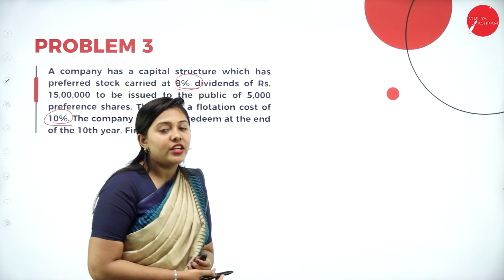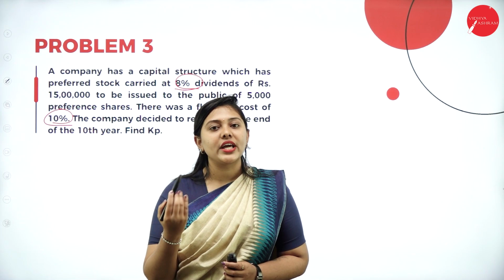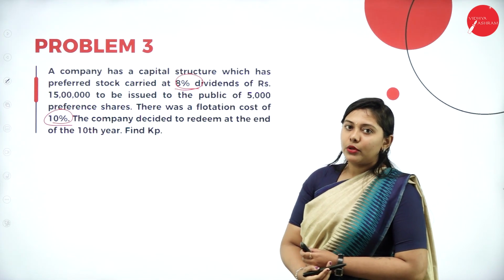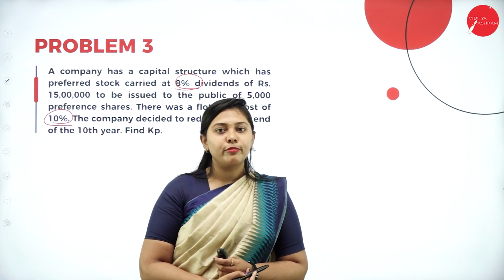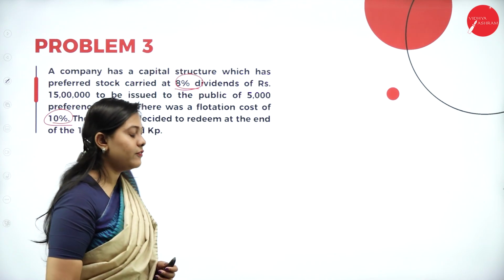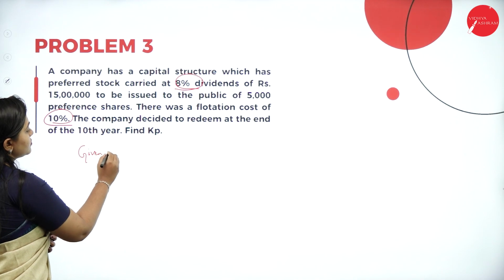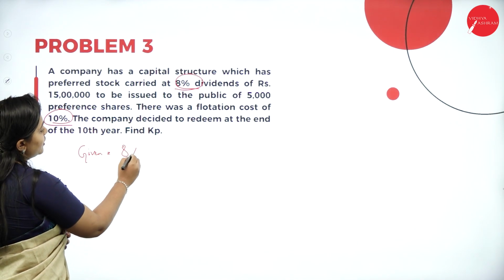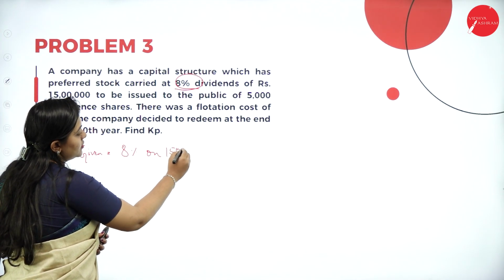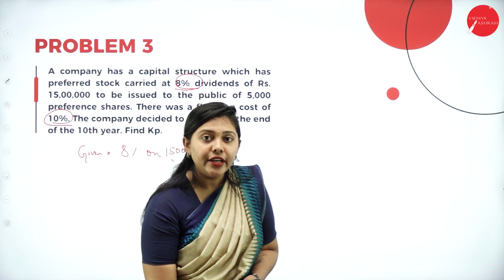The company decided to redeem at the end of 10th year. They have not mentioned whether it is redeemed at a par, at a discount or at a premium. They have directly given the number of years. Find out the cost of preference. So what is given in the question? Let us write down the given first. 8% dividend on 15 lakh. So 15 lakh into 8%.